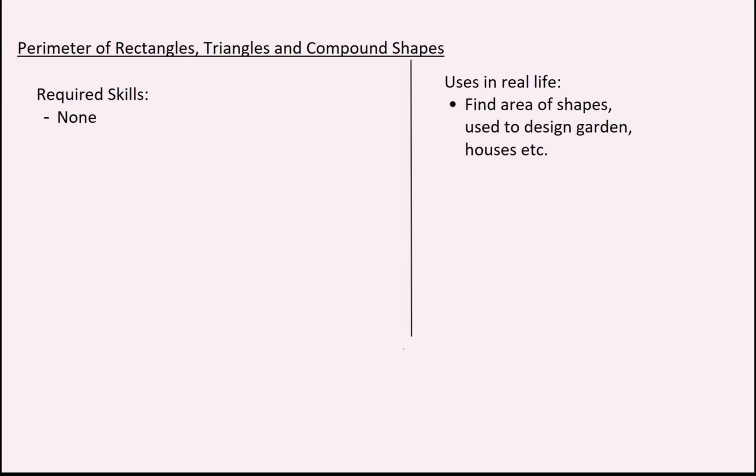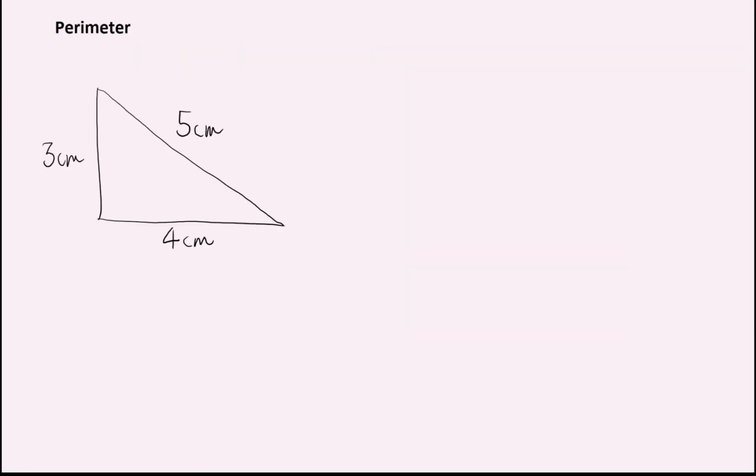Hi, we're going to take a look at perimeter today, just focusing on rectangles, triangles and compound shapes in between rectangles and triangles. So perimeter from the basics is the way around the outside of the shape, or basically any edges added together. So for this shape, the perimeter will include adding together these three lengths.